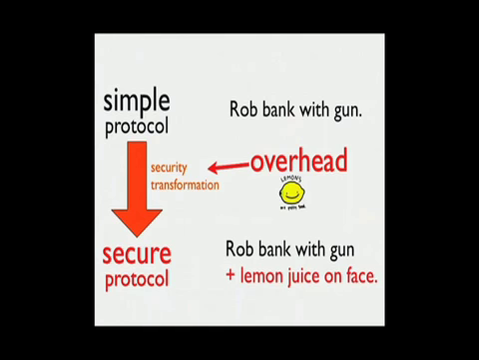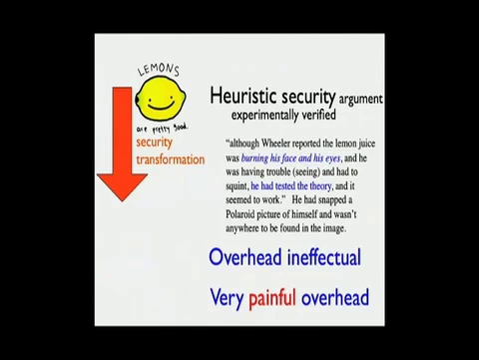But in my opinion, what happened was, first of all, he was using a heuristic security argument. It's something we also do in practice now. Okay. But although he was using a heuristic, so he didn't have any principle as to why lemon juice would bend light to make him invisible to light and so forth, he actually had experimental evidence to back up the fact that he was doing something secure.